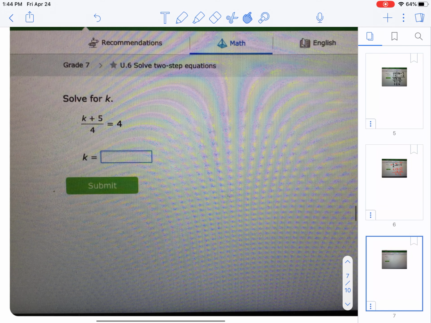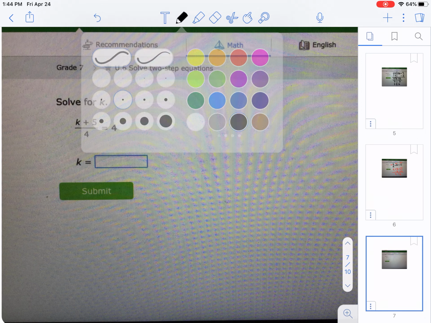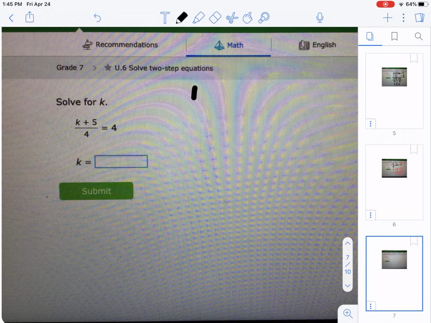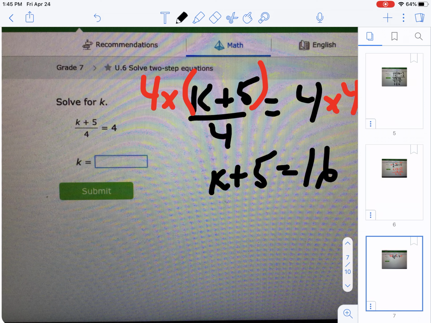Okay, another example. Now we can see the left side, the whole left side is divided by 4. So we're not going to multiply all the variables by 4. So we have k plus 5 divided by 4 equals 4. We're going to multiply this whole thing by 4, and then we also have to multiply the right side by 4. So what that leaves us with is k plus 5 equals 16, because 4 divided by 4 is 1, so these cancel out, and they become 1 times k plus 5, which just reduces to k plus 5.